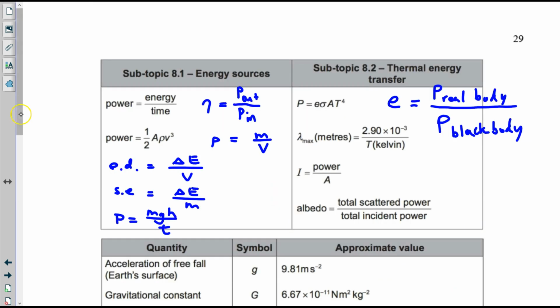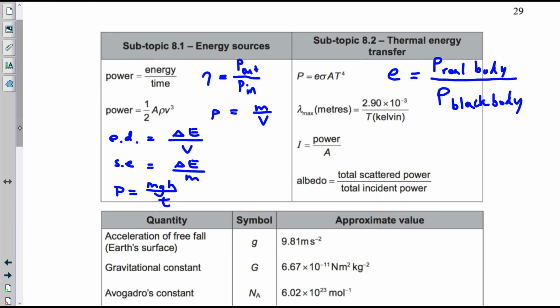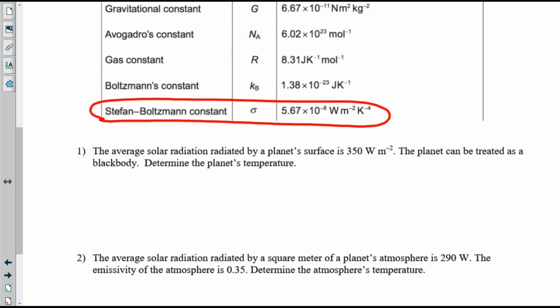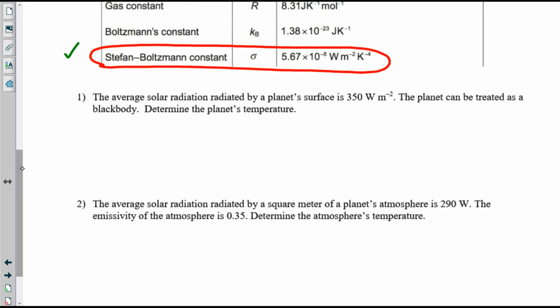The final thing before we leave, whoa, there's our data booklet, but with some other equations added in. And hey, there's the Stefan-Boltzmann constant, 5.67 times 10 to the negative 8. See that? Let's solve number 1 and 2 before we leave.